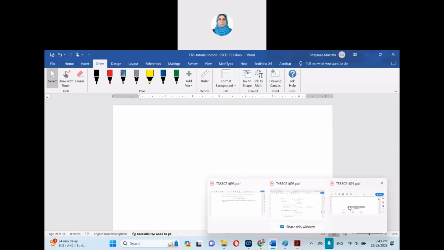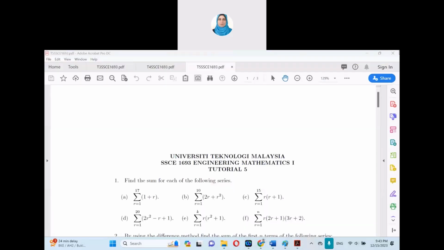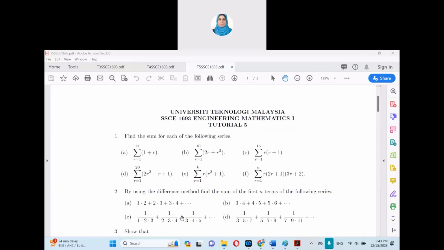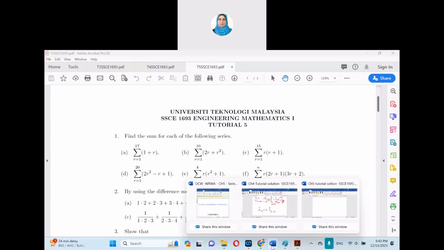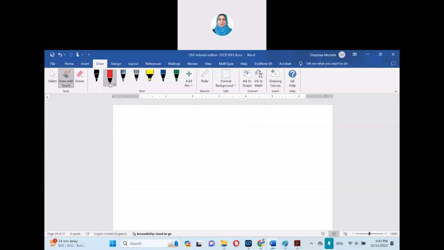Let's go for chapter 5. We need to open the tutorial for chapter 5, this one. For chapter 5, we have questions 2C and 2D. 2C: 1 over 1 times 2 times 3, plus 1 over 2 times 3 times 4, plus 1 over 3 times 4 times 5. Okay, 2C.